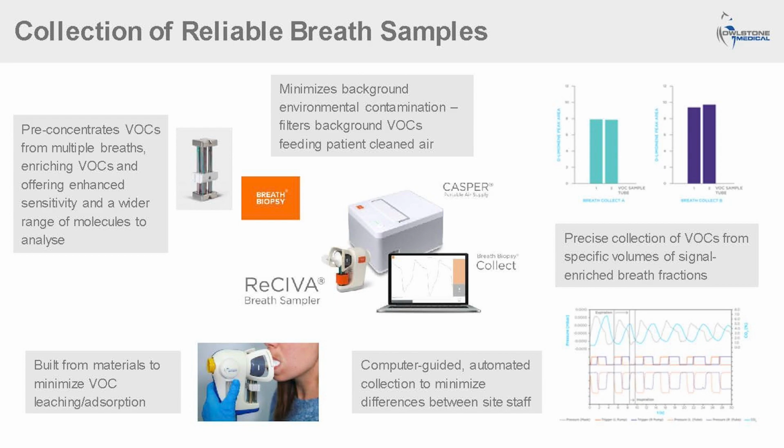So what we do is we actually collect onto what's called a sorbent tube that allows us to pre-concentrate VOCs from a breath sample that's typically a few minutes long. And this allows us to be able to see both the higher concentration VOCs, but also the lower concentration VOCs.